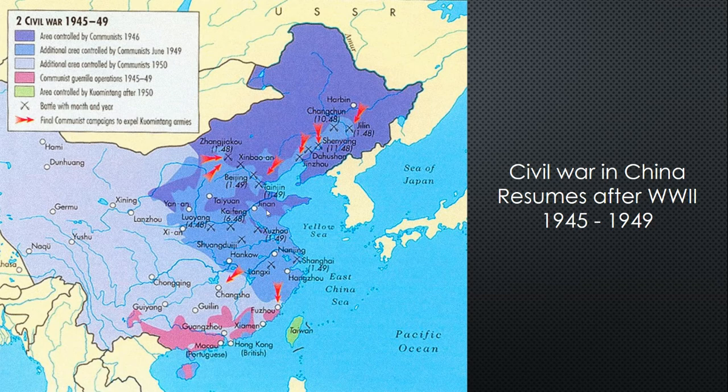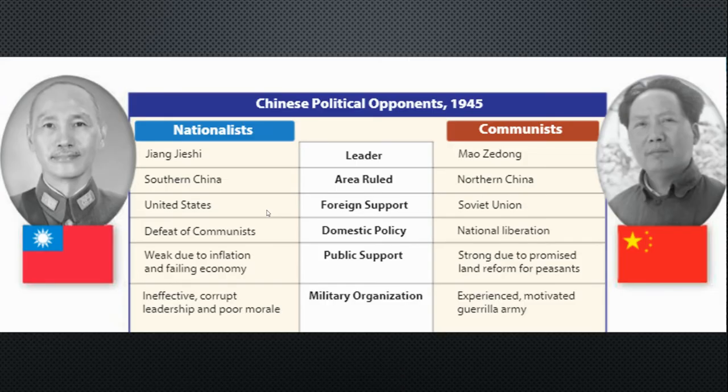Once World War II comes to an end and Japan, their presence leaves China, the Civil War is going to resume. When we look at the sides here, what we're seeing are the nationalists, right, led by Jiang Jieshi or Chiang Kai-shek, and they're going to be supported largely by the United States, right? So the U.S., even during World War II, was supporting this leader and their government to defend against Japanese aggression.